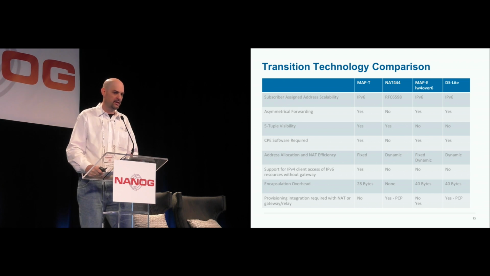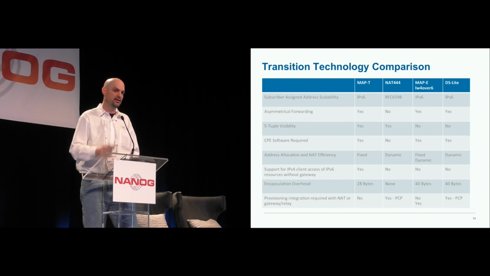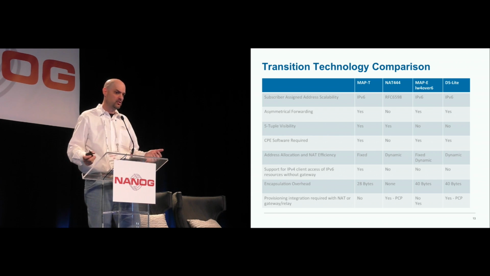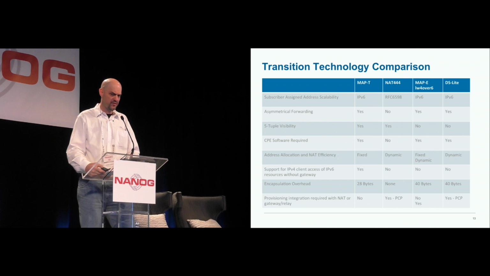Support for IPv6: client access of IPv6 resources without a gateway. This is the example I gave before with the CDN. That's something that's exclusive to MAP-T, given the technologies that are listed over there. Encapsulation overhead: anytime you do tunneling, you're going to have encapsulation overhead. MAP-T's more efficient than the other IPv6 based technologies, as it does header translation as opposed to encapsulation. To tell you the truth, I don't see that as a huge thing. NAT444 avoids it completely, again, because it's doing double translation.